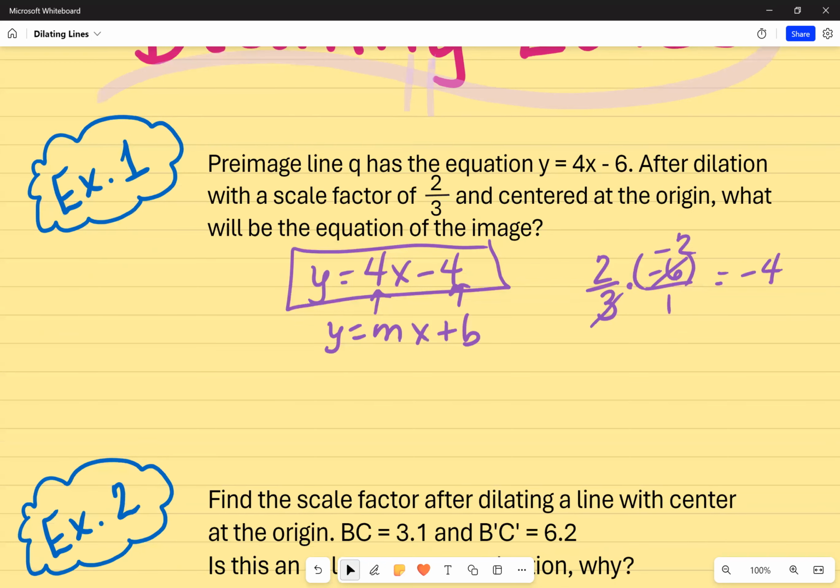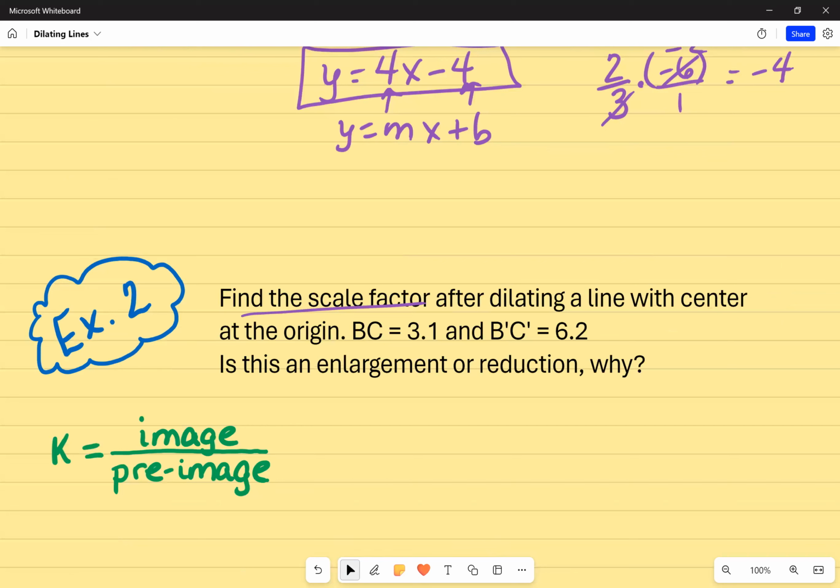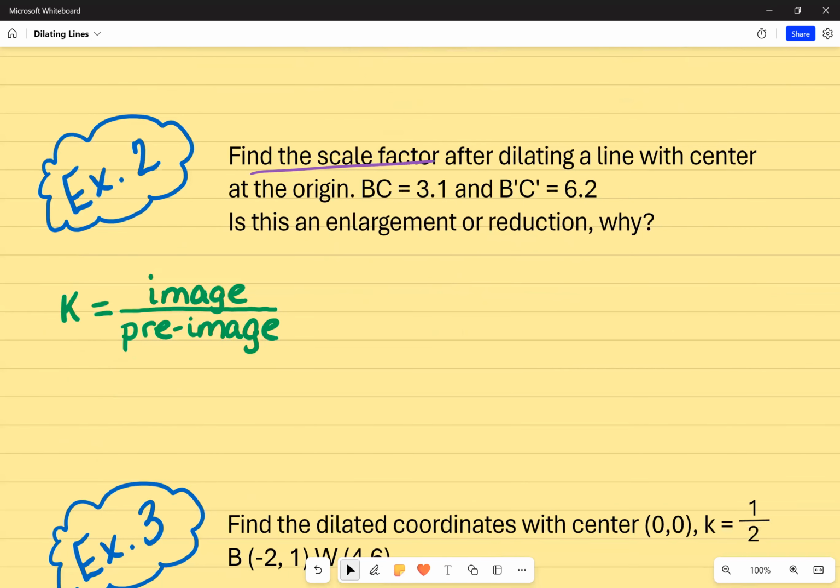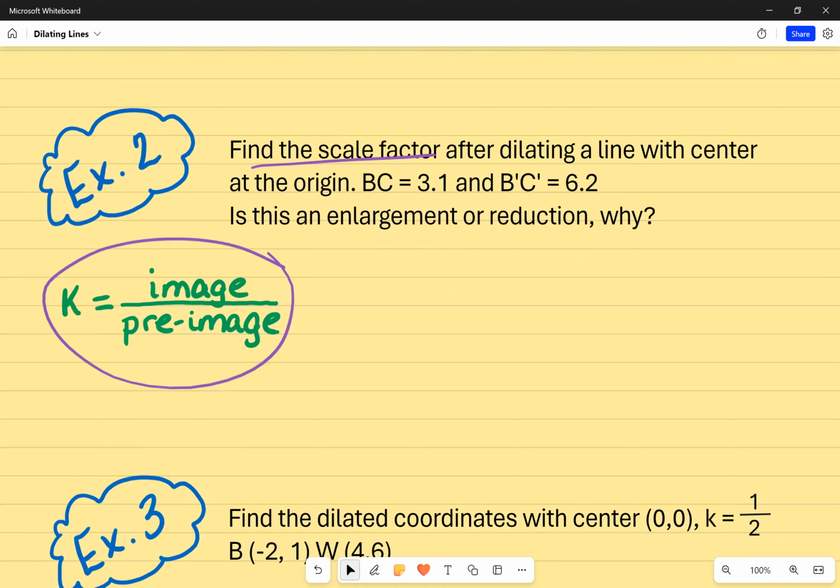For example 2, you're asked to find the scale factor after dilating a line with the center at the origin, and then you're given information. You have to remember, in order to use the formula, which is shown here, which gives you the scale factor, because scale factor is represented by K, you will need to know which one is the image and which one is the pre-image. Pre-image is what you started with. Image is what the finished product looked like. So the image is recognized by the prime symbols. So I know that's going to go on top. So 6.2 divided by my pre-image, which is 3.1, will give me my scale factor.